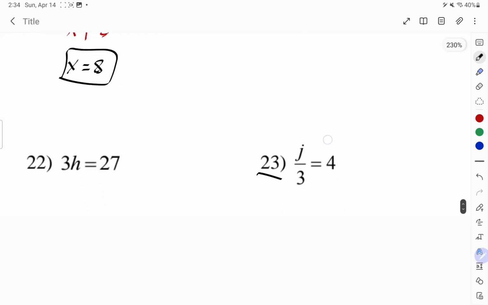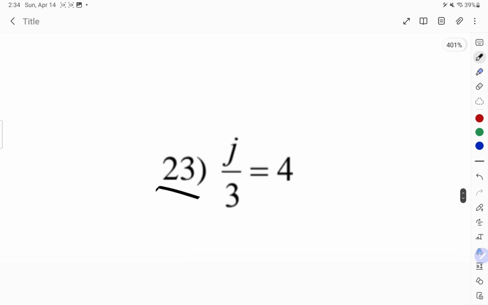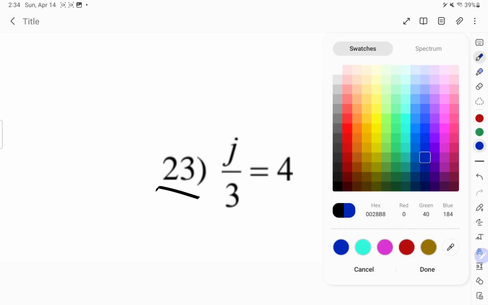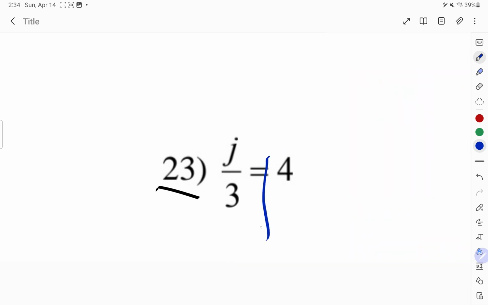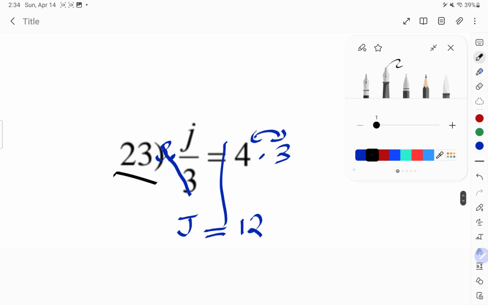Pretty easy. Now let's go ahead and do 23. Same thing. Now, you can see it right here. This one's actually pretty easy to see. I am multiplying. I'm going to have to multiply, but let me explain. The 3 is dividing, obviously. So what's the opposite of division? It's going to be multiplication. So I'm going to multiply over here by 3. Over here, I multiply by 3. Those 3s cancel out. The only thing that's going to be left over is my j equals. And over here, 4 times 3 is 12. So my answer, as you can tell, is 12. j equals 12.